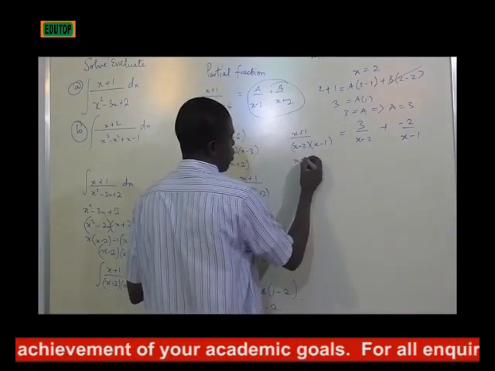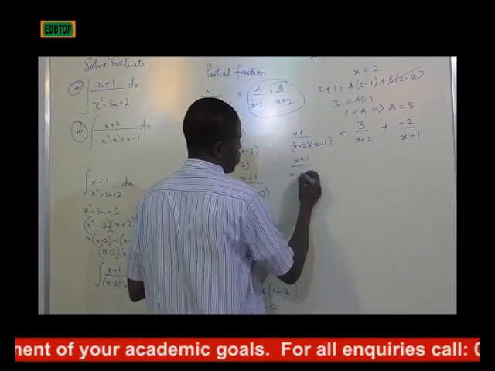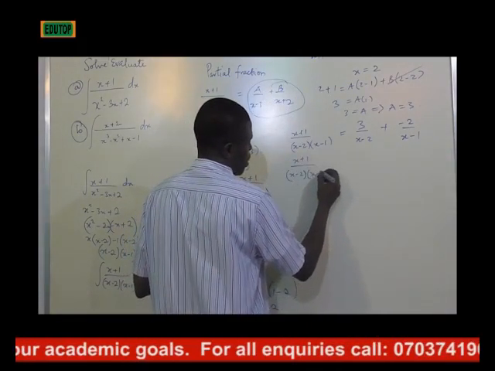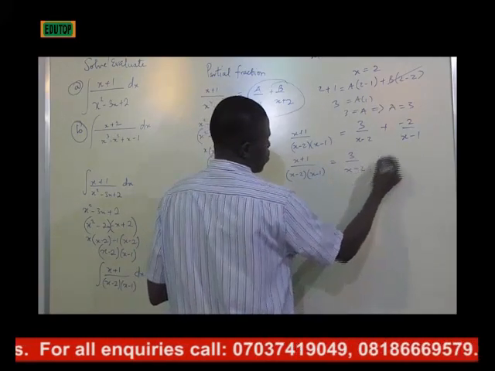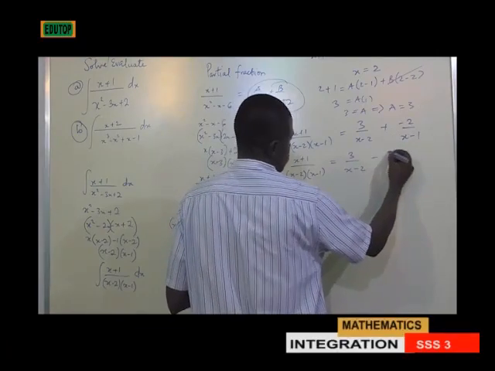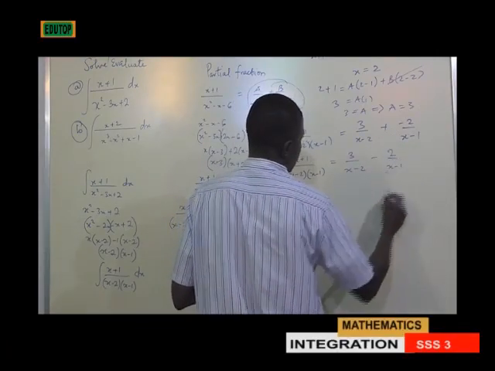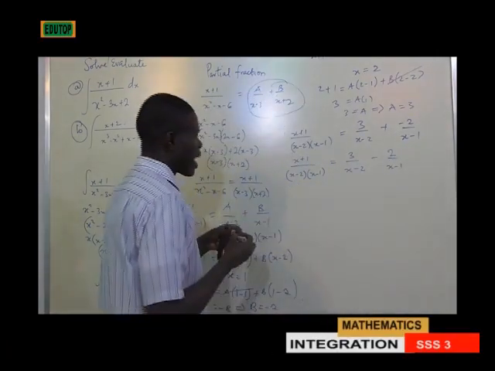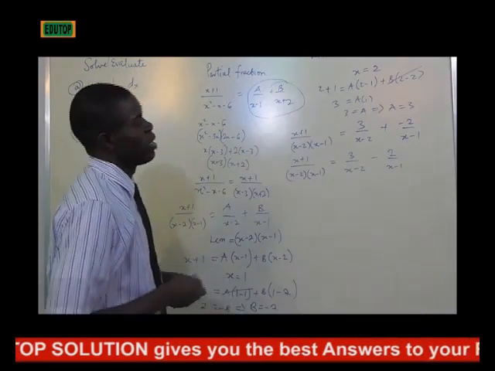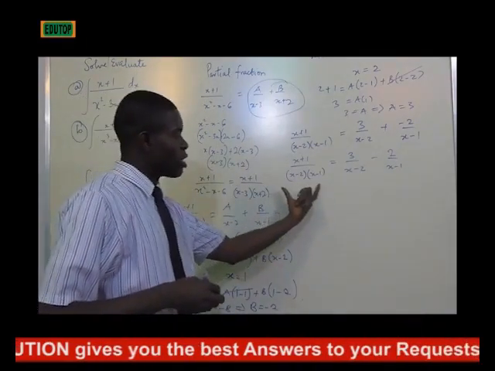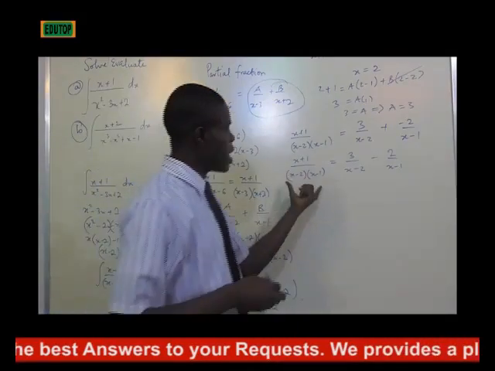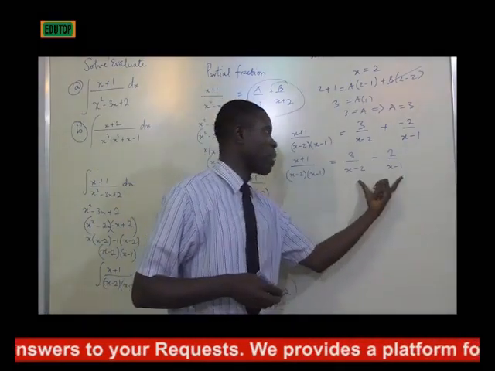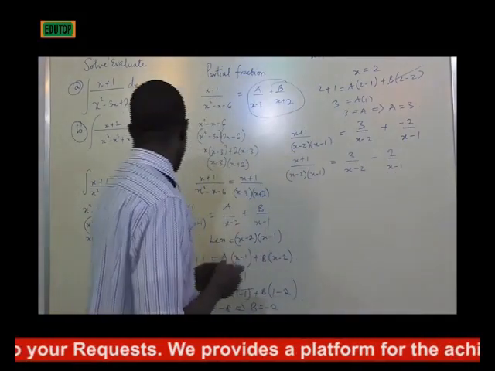So I will now have x plus 1 over x minus 2, x minus 1 equals 3 over x minus 2 plus minus 2 over x minus 1. Why do I need this? Because I can't integrate this directly. It is difficult to integrate this directly, so I must use the concept of partial fraction to break this complex situation into a simpler situation that can be integrated easily. And that is my interest.